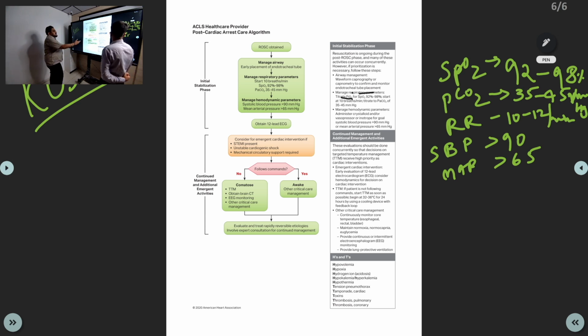Then what else is the next step? Then we take a 12 lead ECG. Depending upon the ECG, because primarily there can be an acute coronary syndrome that has caused the cardiac arrest. So you have to see whether it is an ACS.